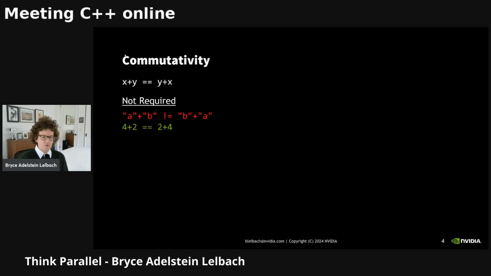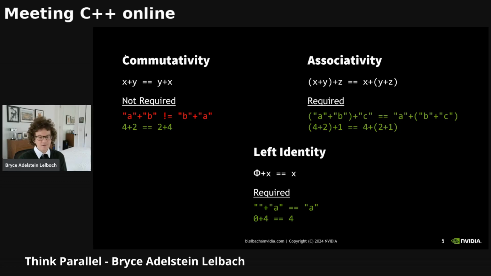Scans preserve the order of input and thus the order of summation. So therefore, the operation does not need to be commutative. So an operation like string concatenation is supported. Now, to parallelize a scan, we must introduce some temporary aggregates, which means that associativity and a left identity value is required.